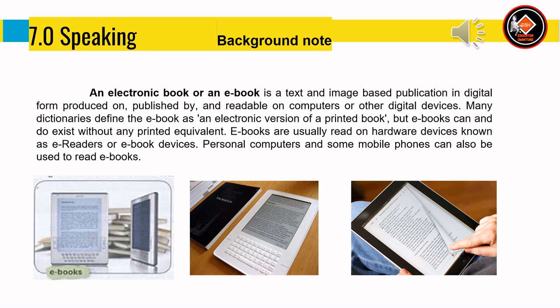An electronic book or an e-book is a text and image-based publication in digital form produced on, published by, and readable on computers or other digital devices. Many dictionaries define the e-book as an electronic version of a printed book, but e-books can and do exist without any printed equivalent. E-books are usually read on hardware devices known as e-readers or e-book devices. Personal computers and some mobile phones can also be used to read e-books.